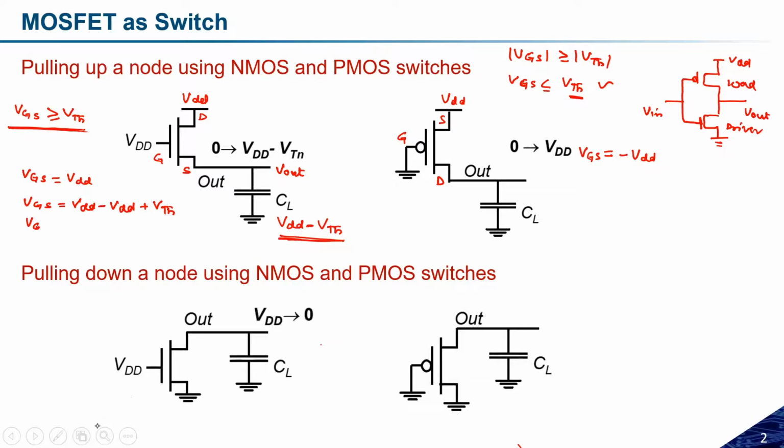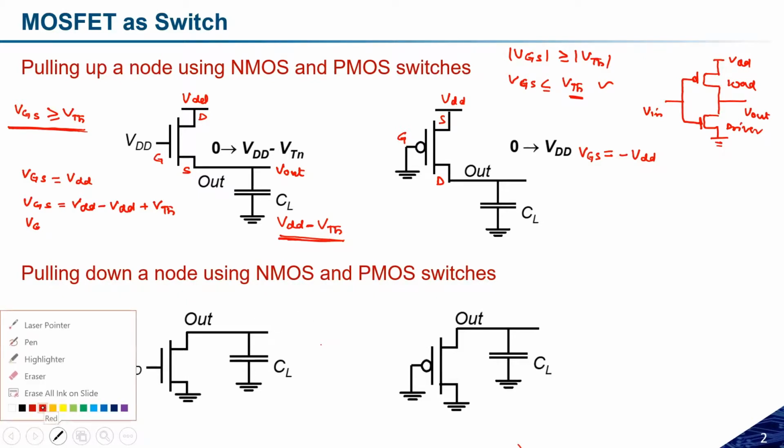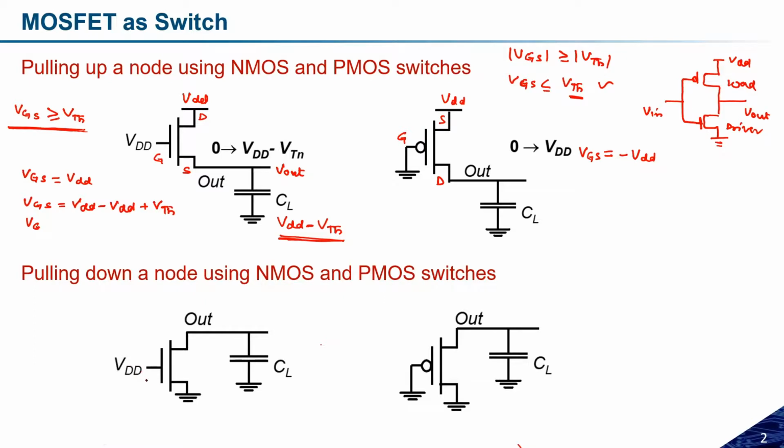This is the gate terminal, and the gate is connected to VDD. Because this is the NMOS transistor, the higher potential will be towards the drain side and the lower towards the source side. Similarly, here we have the gate terminal here, this one is the source terminal and this is the drain terminal. Now let us try to understand again.